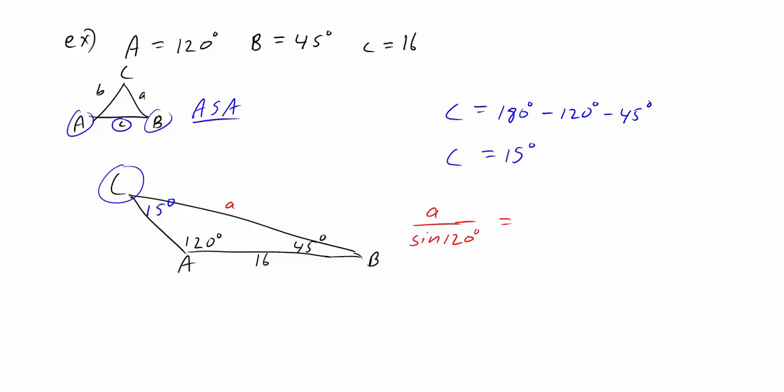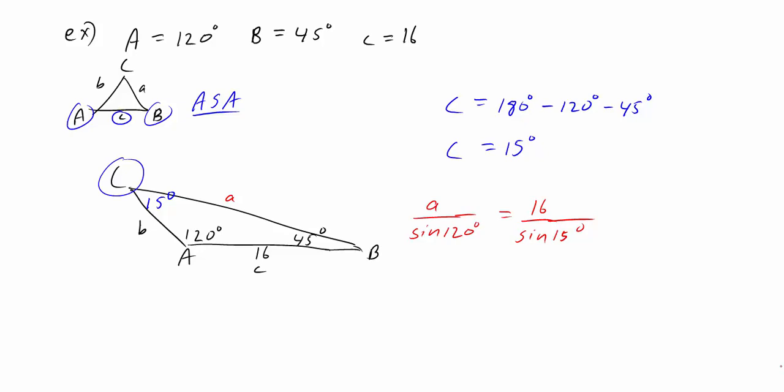Well, if we look, this is side B, so we don't know what side B is. So it looks like we're going to have to use angle C, which we found was 15 degrees, and then side C, which is down here, we were told was 16. So therefore, we're going to take the 16 and put the side over the sine of the 15 degrees. And that's how simple this is for the law of sines.